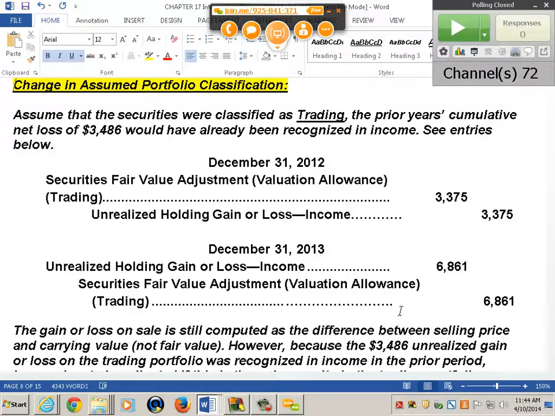Now, I'm just going to do the sale and we'll break. I want to make sure we get the sale done. Any questions before we go to the sale? The only difference, we've done nothing different in this entire problem except flow the unrealized gain and loss through the income statement. Everything else is the same.